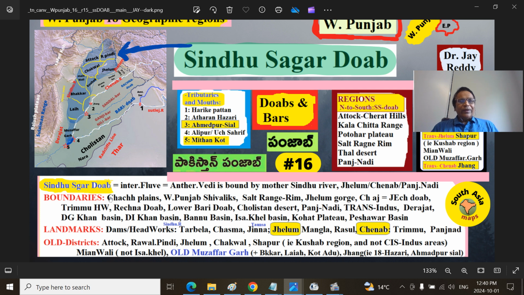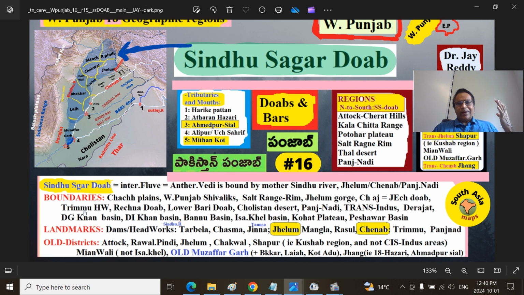So the boundaries are further north, the Chech Plains that is in the border between Pashchim Punjab and Khyber Sarhad province, and West Punjab Shivaliks in the east side. Certain borders in southern part forms the rim of Potwar Plateau, that is the Salt Range rim. On the east side, we'll have a Jhelum River Gorge, and further south, you have the Doab, Chaj Doab or Jech Doab, and as you move further, other landmark is the Trimu Barrage.